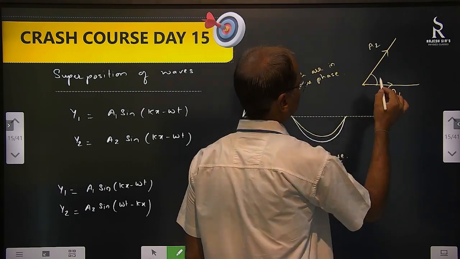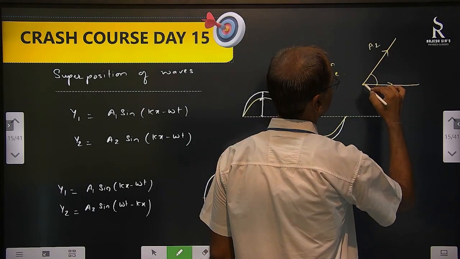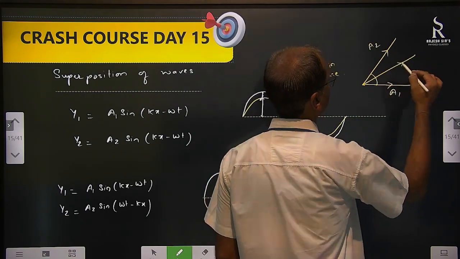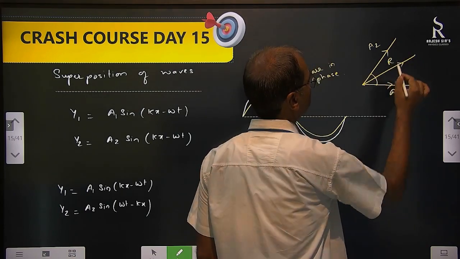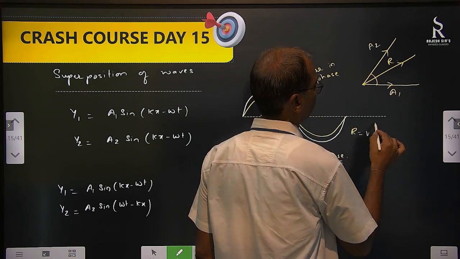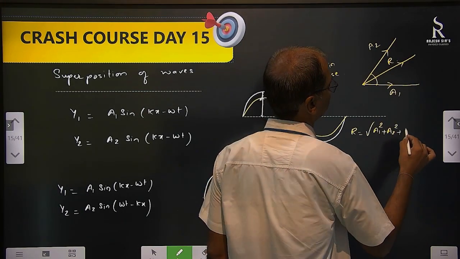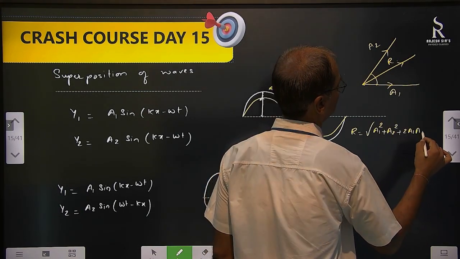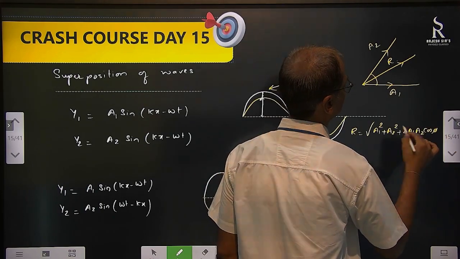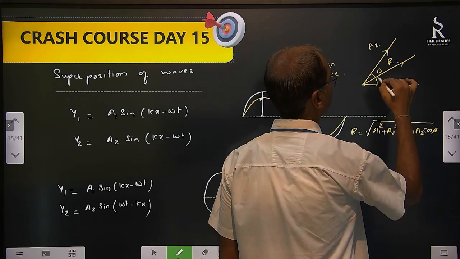Okay. So what we know about vector addition, this will be the resultant, and the resultant used to be what? Root over A1 square plus A2 square plus 2 A1 A2 cos phi, and cos phi is what? Phase difference between the two.